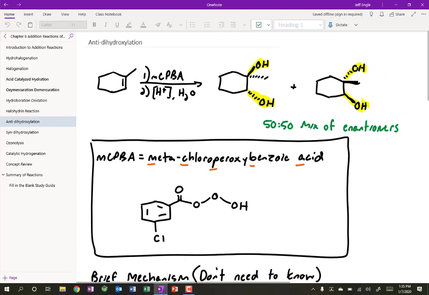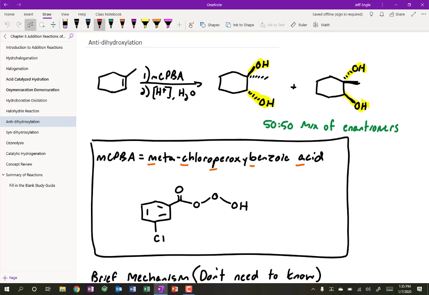All right, so yesterday's lecture we finished up talking about dihydroxylation reactions, and we said that there were two different types. The first was the anti-dihydroxylation, where you get alcohols where one's a wedge, the other one's a dash. Typically you can't control the mixture, so you just get a mixture of stereoisomers. In this case, it'd be a 50-50 mixture of enantiomers.